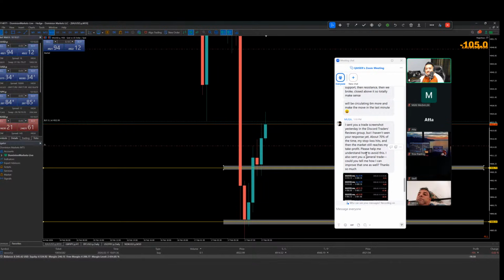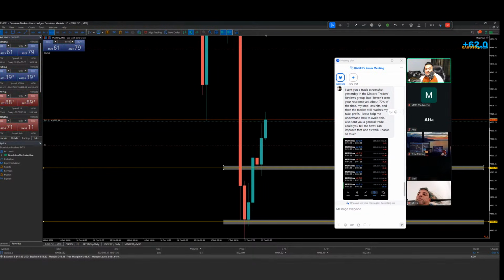So I sent you trades screenshot yesterday in the Discord trades review group, but I haven't seen your response yet. About 70% of the time, my stop loss hits, and then the market still reaches my take profit. Please help me understand how to avoid this. I also sent you general trades. Could you tell me how I can improve that one? Okay.